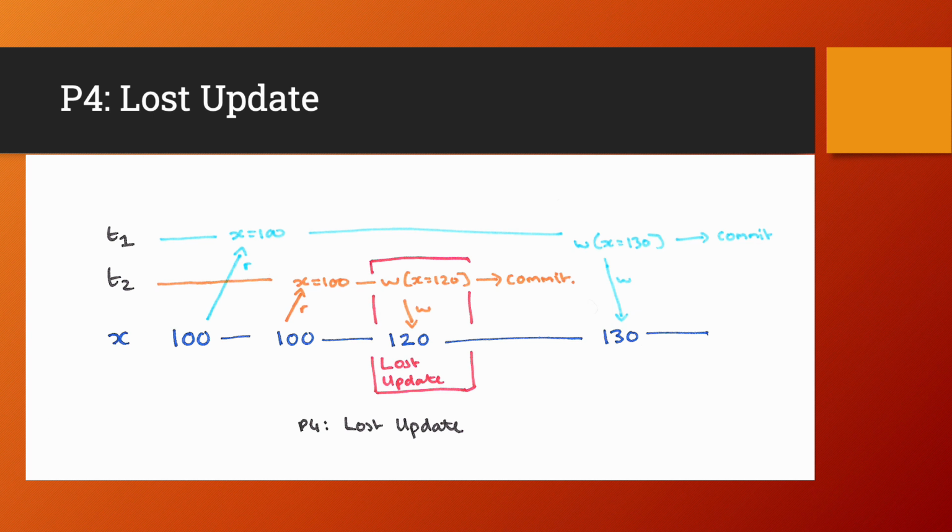So let's go through the image in detail. Here T1 reads X equal to 100, then T2 reads X equal to 100, and then T2 writes X equal to 120 and commits. And then T1 writes X equal to 130. Now all the updates from T2 are lost. So this is the lost update.